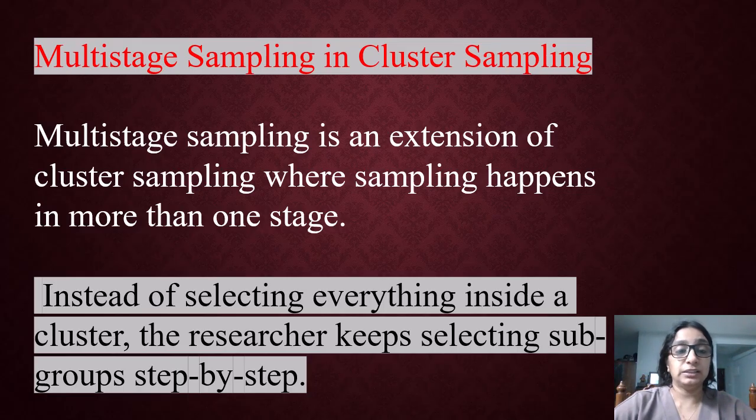In this slide, we are discussing about different stages of sampling. In cluster sampling, the first stage is just dividing the population into different groups. In the second stage, we can divide the population into further stages. Such sampling is called multi-stage sampling in cluster sampling. The definition is, multi-stage sampling is an extension of cluster sampling where sampling happens in more than one stage. Instead of selecting everything inside a cluster, the researcher keeps selecting subgroups step by step. It's clear, I think.